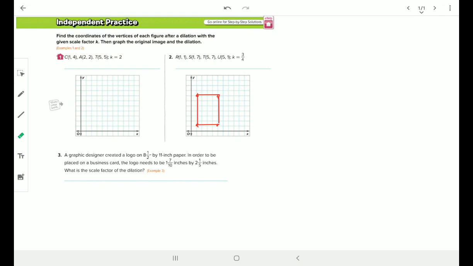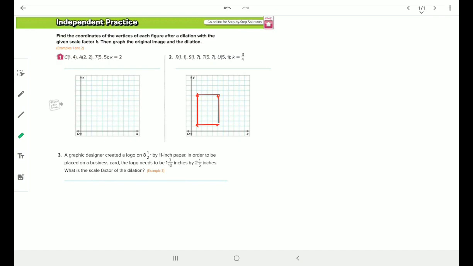Okay? So I'm going to do examples 2 and 3 to help guide you through this lesson. If you have a scale factor that is bigger than 1, it's going to enlarge the image. If it's less than 1, if it's a fraction, it's going to make the image smaller. It's going to shrink the image. Okay? So I'm going to do examples 2 and 3.